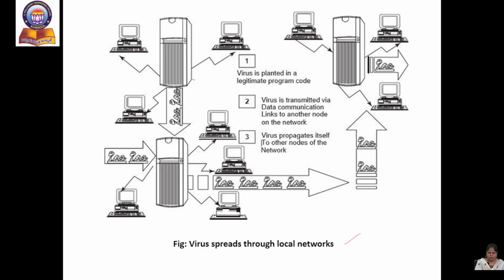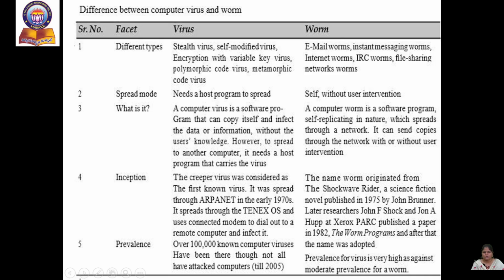So now, if this particular system has been infected and it is connected to another server, the virus also gets injected into this new server. From there the virus propagates itself to the other nodes within the network, so that all the systems in the network will be affected. This is how the virus spreads through the local network. So right, these are the differences between the virus and the worms.